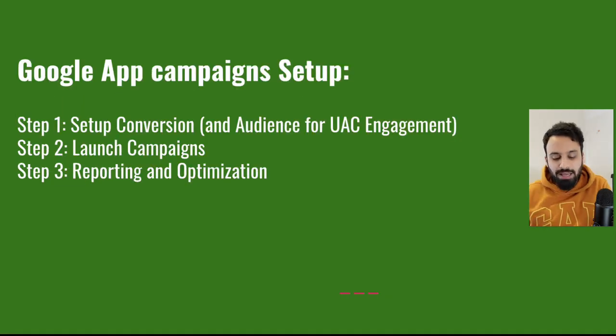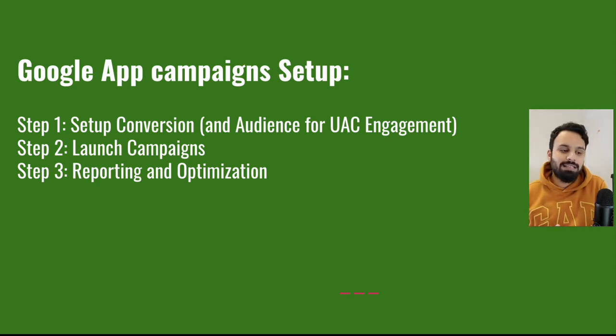Okay, now going to the actual topic of our video, how to run Google App Campaigns, right? If you want to create Google App Campaigns, you need to roughly follow 3 steps. The first one is you have to set up conversion for your apps, because it's very important. I'll show you later in the video why. And then you have to launch the campaigns, and obviously once you launch the campaigns, you report and optimize.